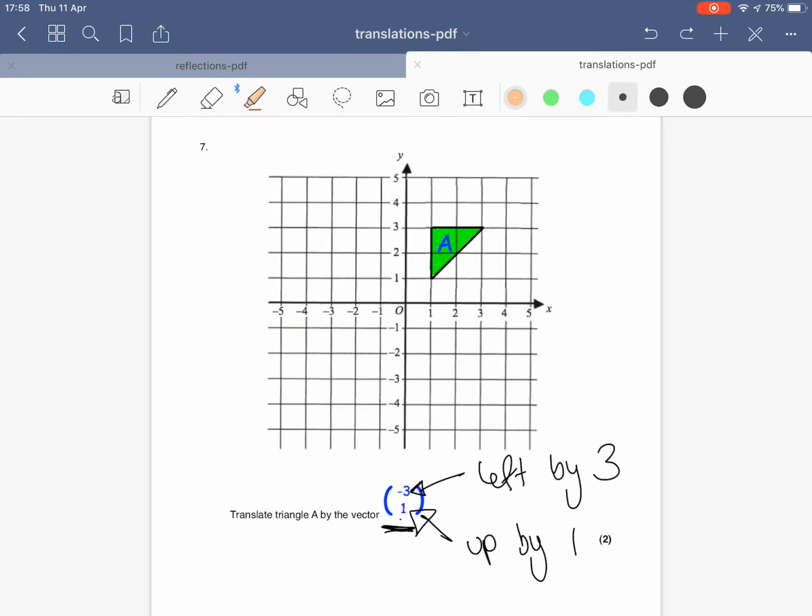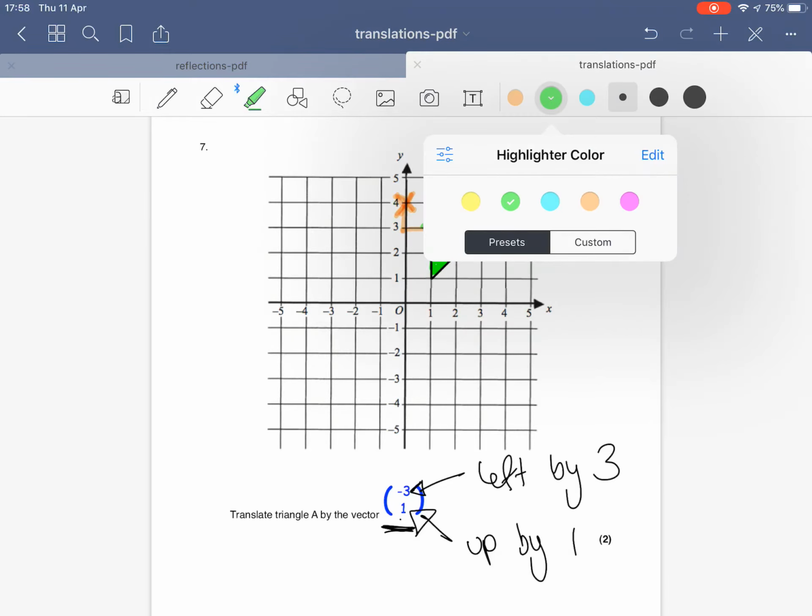So let's pick our points. I'm going to start with this end one all the way over here. So we're going to go left by 3, which is 1, 2, 3, and then up 1. So that point is going to be here. I shouldn't really do green because the shape is green. Let me pick another colour.